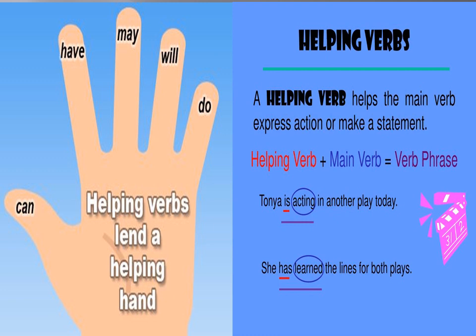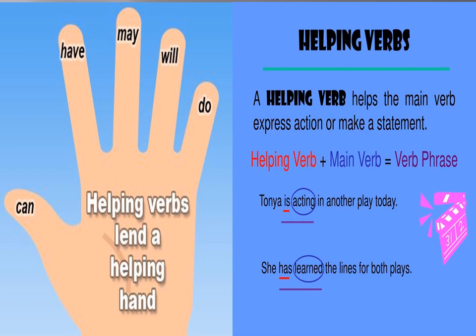Let's look at this example. Tonya is acting in another play today. So what is the helping verb? What is the action over here? Acting. And if we have only Tonya acting in another play today, does it make sense? It does not make sense. So we have to include a word, and that word is called a helping word. So the word is connecting both parts of the sentence, isn't it? So it acts like a helping verb.